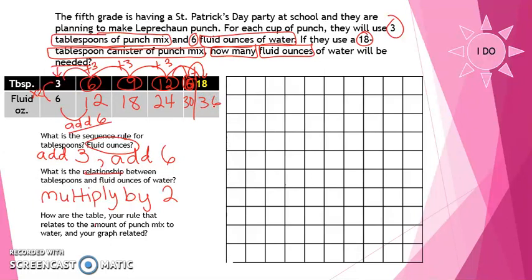Now, before we graph, I want you to think to yourself, how are the table that we created, the rule that relates the amount of punch mix to water, and your graph all related? How do all those things relate? They all represent the same thing, just in different ways.